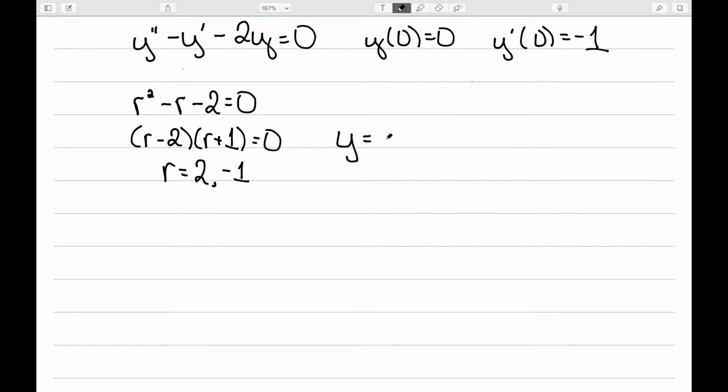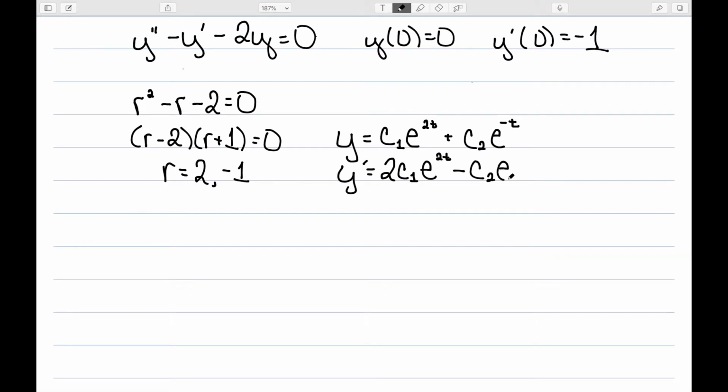So my general solution is of the form c1 e to the 2t plus c2 e to the minus 1t. In order to actually use my initial conditions, we need to find the first derivative. The derivative of e to the 2t is 2e to the 2t, so I have 2c1 e to the 2t. The derivative of e to the minus t is minus e to the minus t, so minus c2 e to the minus t.